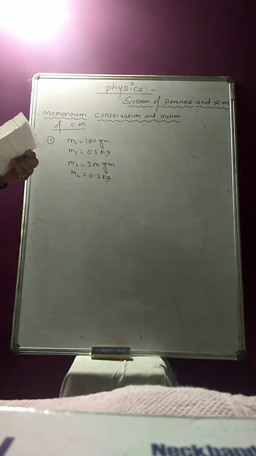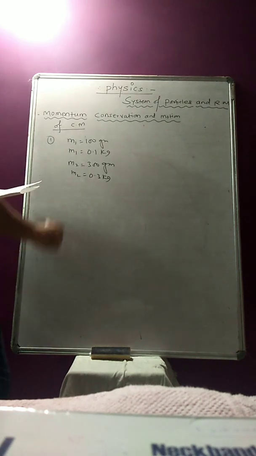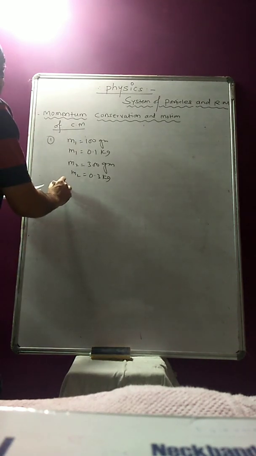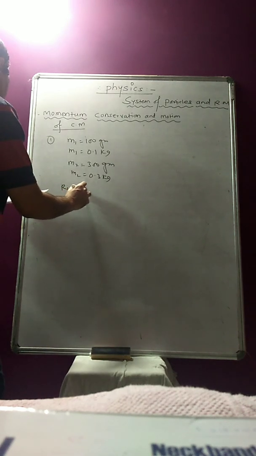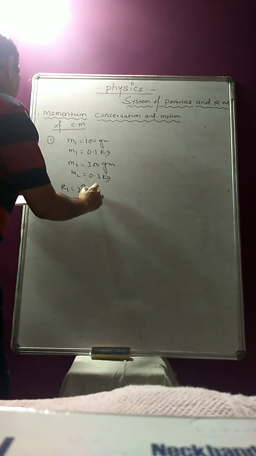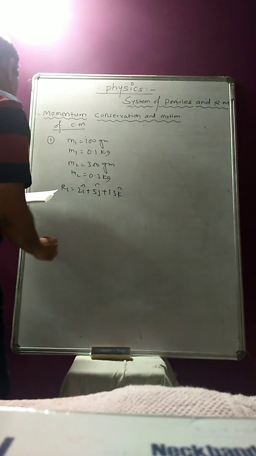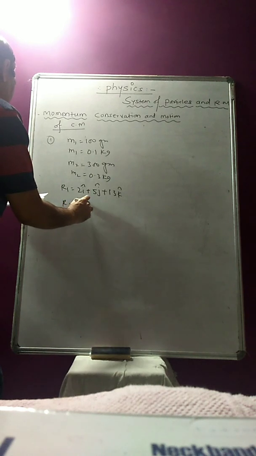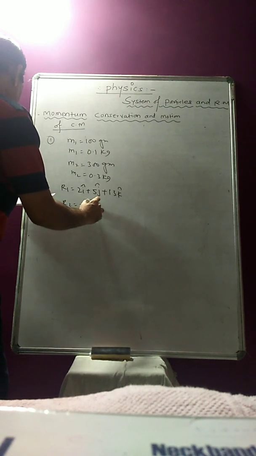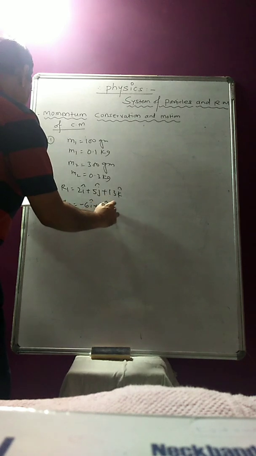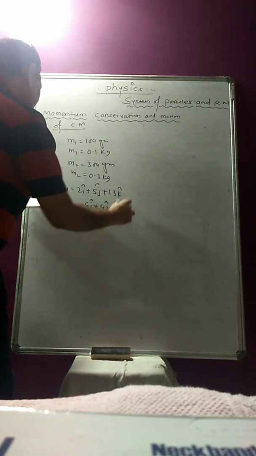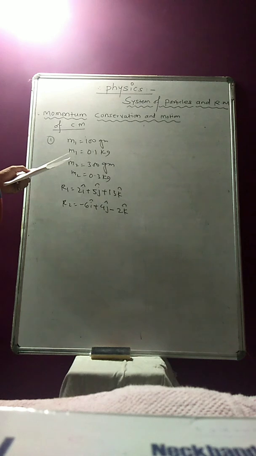And he has given the positions at a given time, that is first position vector he has given to you, that is r1 is equal to 2i plus 5j plus 13k. Okay, and r2 is equal to minus 6i plus 4j minus 2k. Again I'll repeat, 2i plus 5j plus 13k and minus 6i plus 4j minus 2k meter.